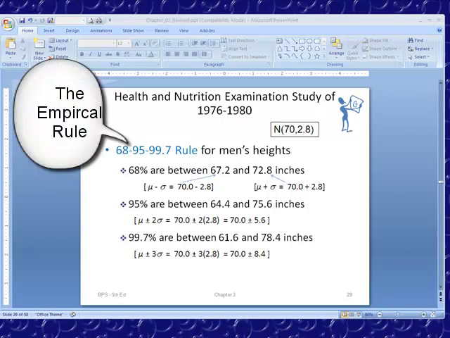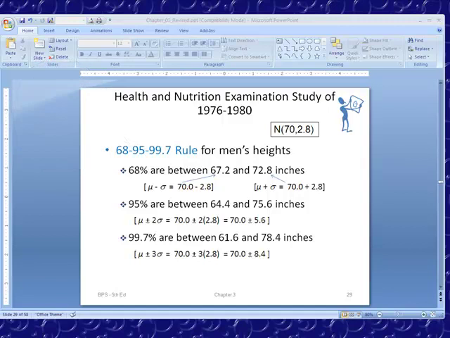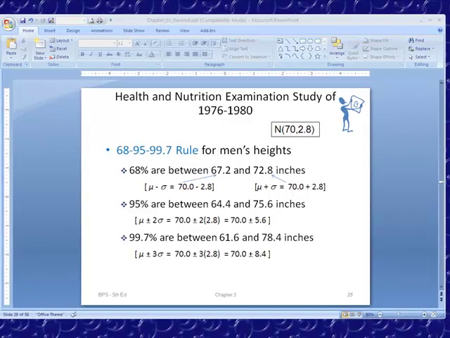So we can say, using the 68, 95, 99.7 rule for men's height, that 68% of the men's heights are between 67.2 and 72.8. Now how did we get that? Well, we know that within one standard deviation of the mean, 68% of the data lie. So we just took the mean and subtracted the standard deviation. That gave us the 67.2 for the lower end. And then we took the mean plus one standard deviation. That gave us the 72.8. And we did likewise for the 95% and the 99.7%.